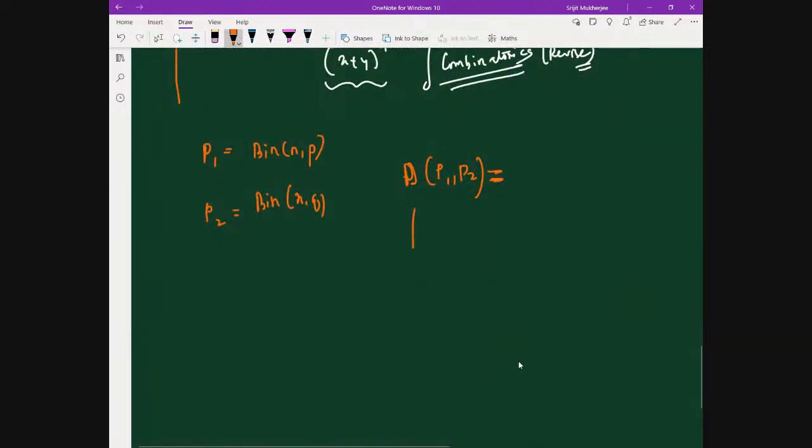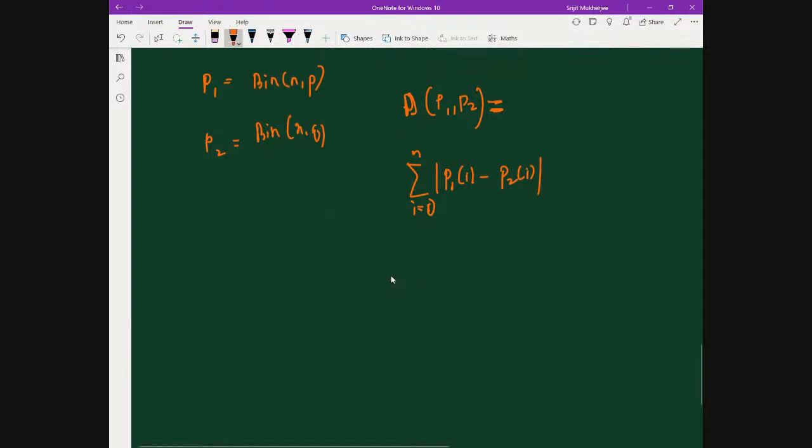Since we have less time, let's calculate this. It's the summation of i from 0 to n of the modulus of P1 of i minus P2 of i, and it's equal to the summation of i from 0 to n.